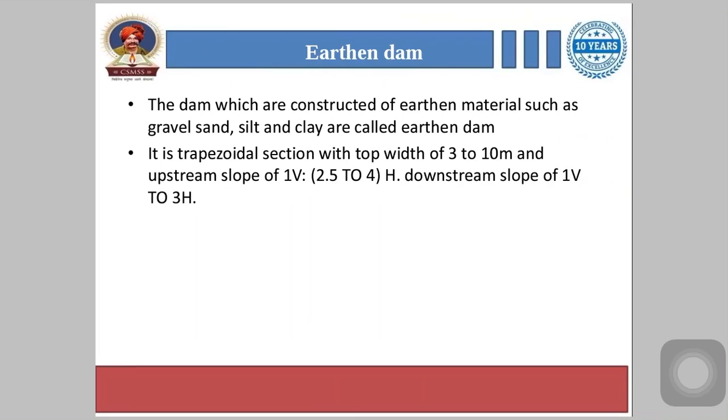Cement, steel, lime and other building materials are also used in small quantities for the construction of spillways, outlets, etc.